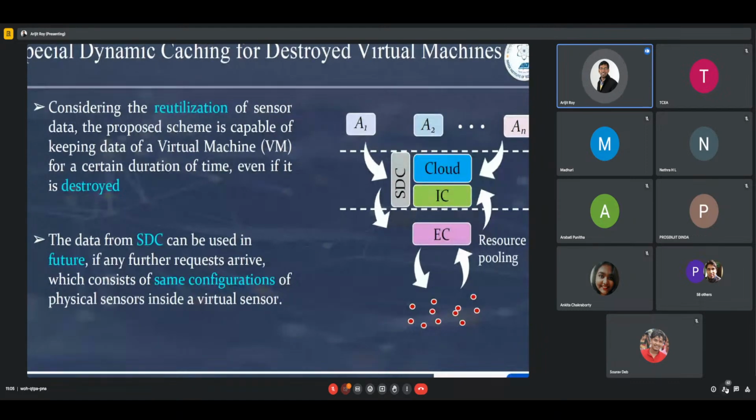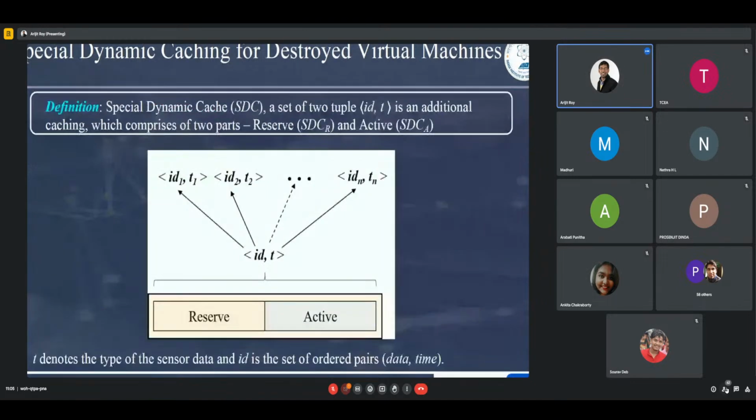So here we have done that. We have proposed a new caching mechanism which is known as spatial dynamic cache, which is very much useful for getting the data from a destroyed virtual machine. The spatial dynamic cache is divided into two parts. One is the reserve part, another one is the active part. I am coming to that, what is there in the reserve part and the active part.